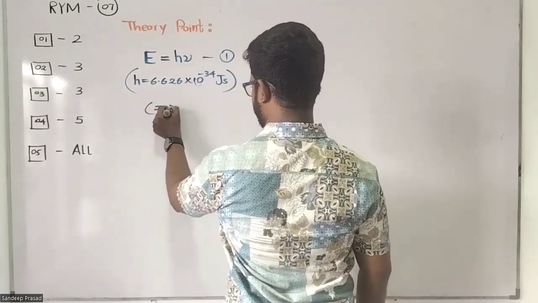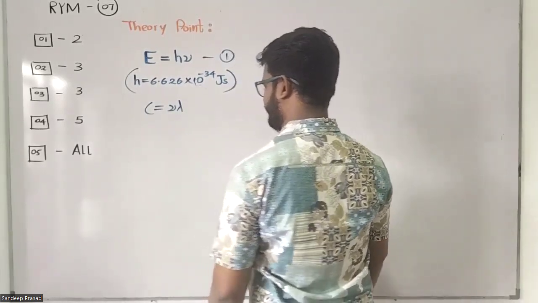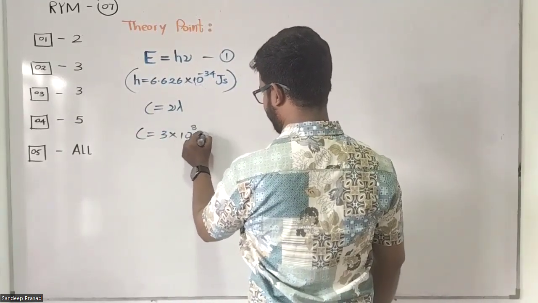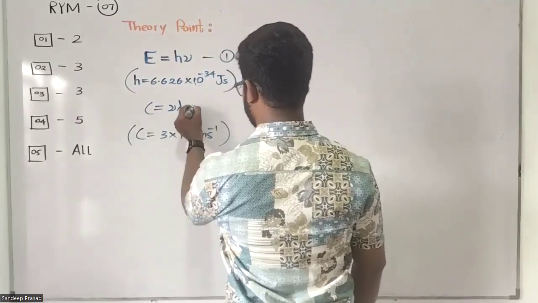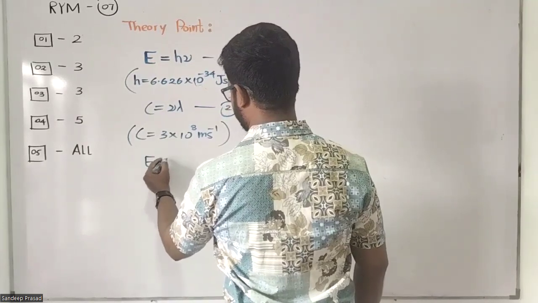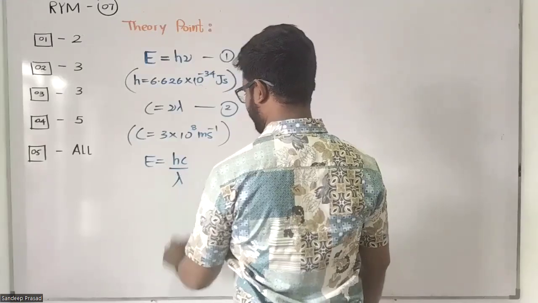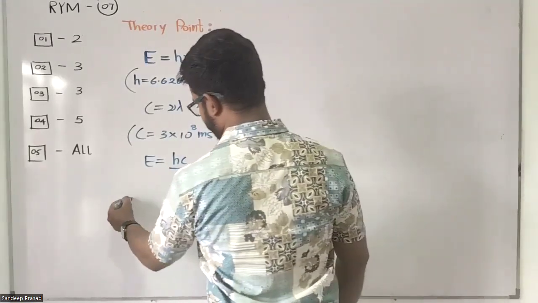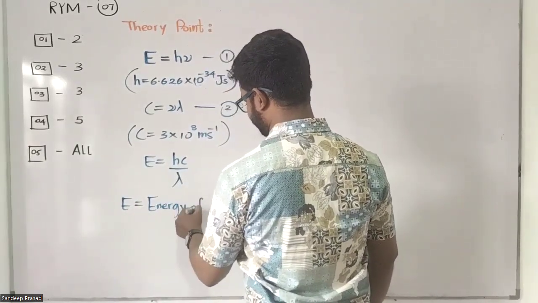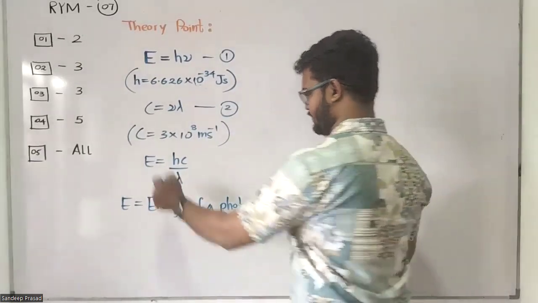Then the next equation is c equal to nu lambda, right? Velocity of light is equal to frequency multiplied by the wavelength, and c is equal to 3 × 10 to the power 8 meters per second, right? So this is equation number 2. And we can combine these two equations: E equal to h nu. Instead of nu, we can apply here c over lambda. Then we have E equal to hc over lambda. Remember, E is representing the energy of a photon. Okay, you have to remember these things.